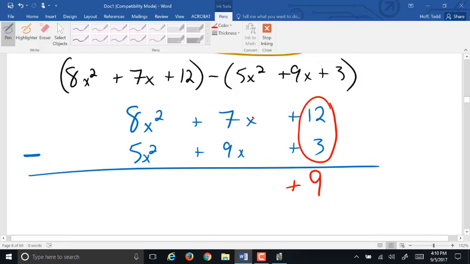Now here's where it comes into effect. With whole numbers, we would have to borrow. We can't borrow with algebraic numbers, but we are allowed to have negatives within a single digit. So 7x minus 9x is negative 2x. Good. And 8x squared minus 5x squared? 3x squared. Good.